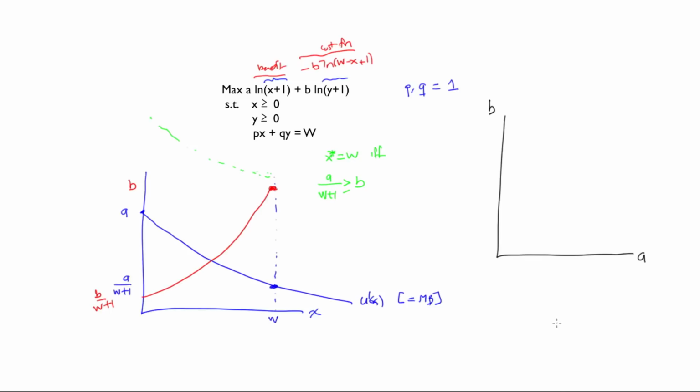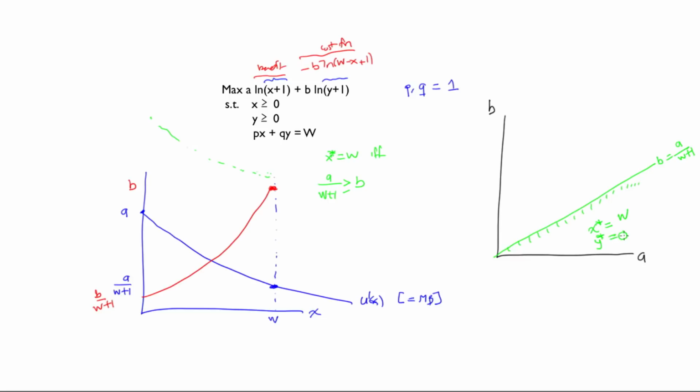That means that we can draw a region here. Think of a line given by b equals a divided by w plus 1. All of these points in this region are points in which b is less or equal than a divided by w plus 1, and these are regions in which we have a corner solution with x star equals w and y star equals 0.